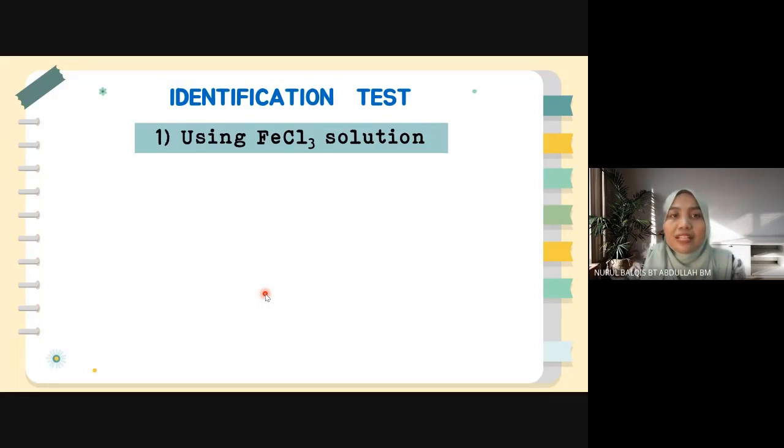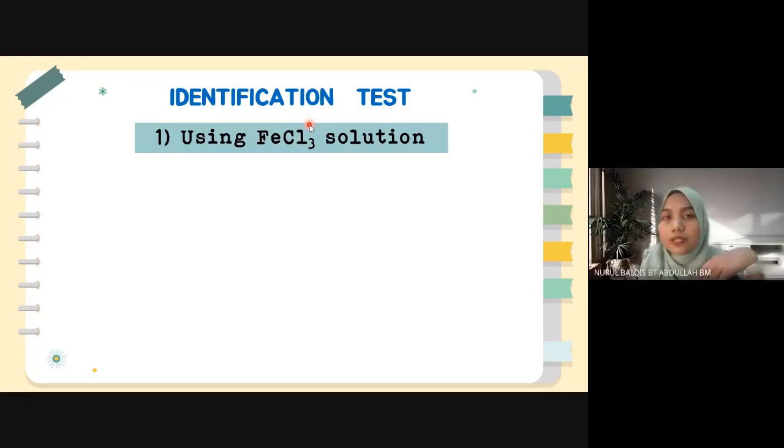Okay, last for our class today, just a short one. Identification test. This identification test is usually to differentiate between aliphatic and aromatic alcohol. If you are given aliphatic and aromatic alcohol, you can simply choose whether to use the test listed under phenol or the one listed under aliphatic alcohol. But preferably, if you are given aromatic and aliphatic, just go for the aromatic alcohol test. It is easier.